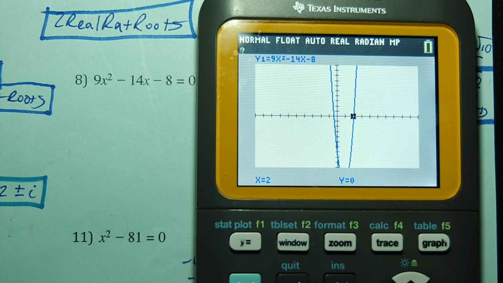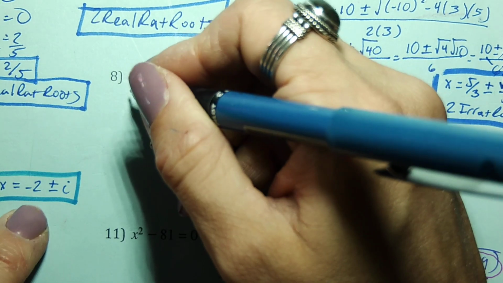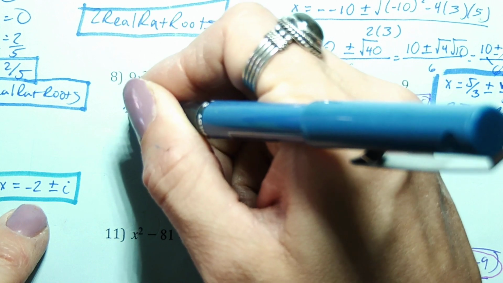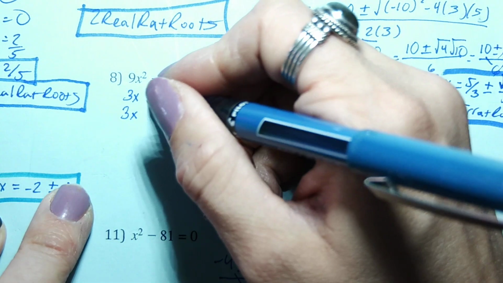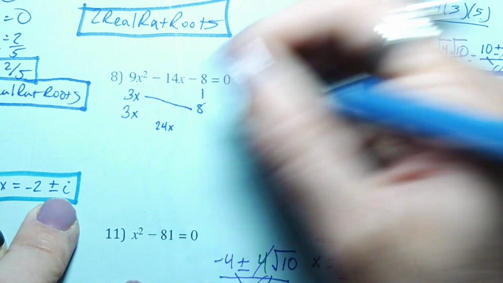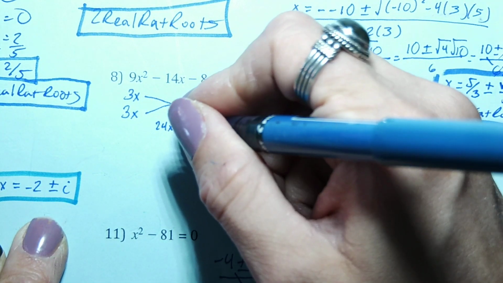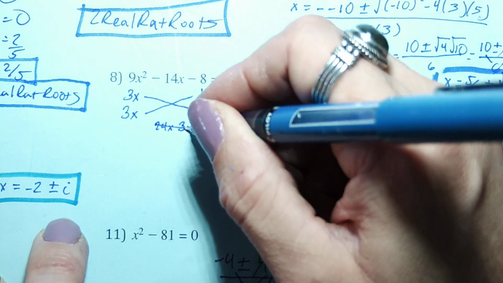We get a y value of 0. So folks, if one of my solutions is just 2, should I have to use the quadratic formula? No, if I'm getting rational roots, I should be able to factor this. So let's go ahead and begin. I'm going to start with my factors of 9, 3x and 3x. Factors of 8, 1 and 8. So 3x times 8, 24x. 3x times 1 is 3x. No way we're getting negative 14 from those, so those are out.